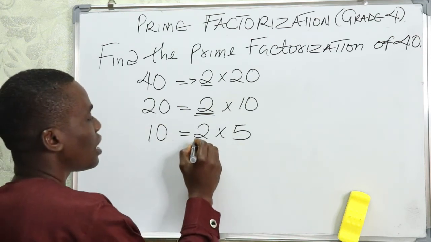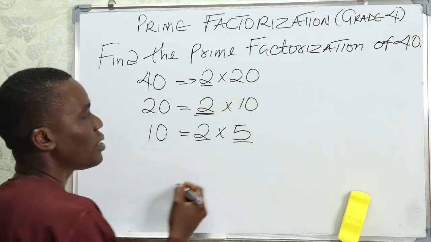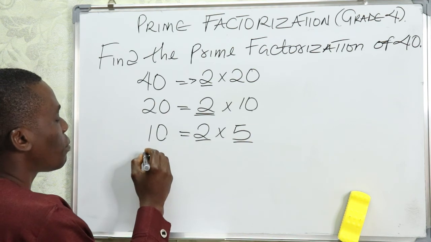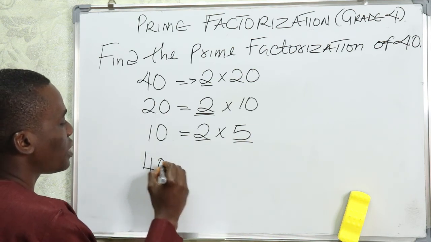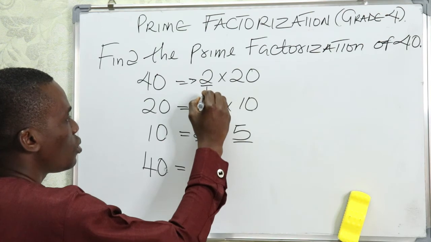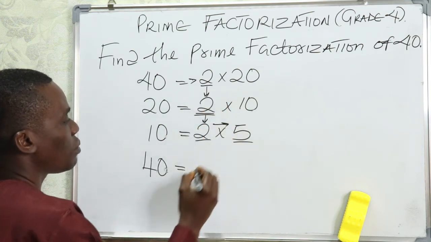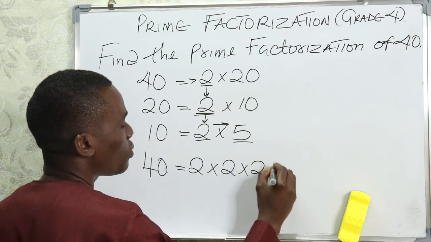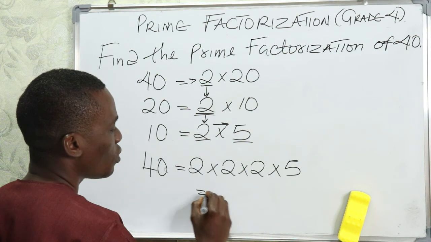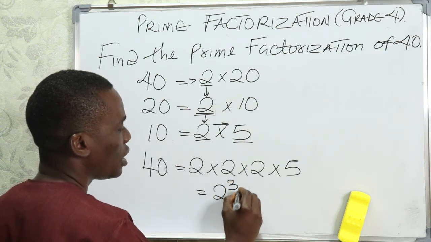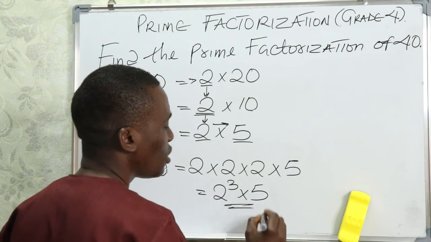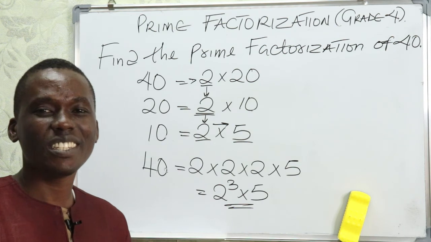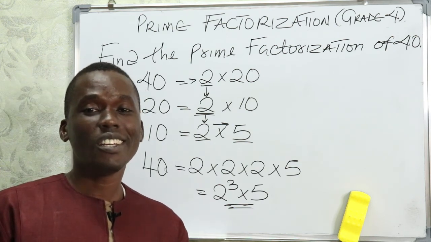Now do you notice that 2 is a prime number and 5 is a prime number? So the prime factorization of the number 40 is equal to 2 times 2 times 2 times 5, which is equal to 2 raised to power 3 times 5. So you see, solving questions under prime factorization can be pretty easy.